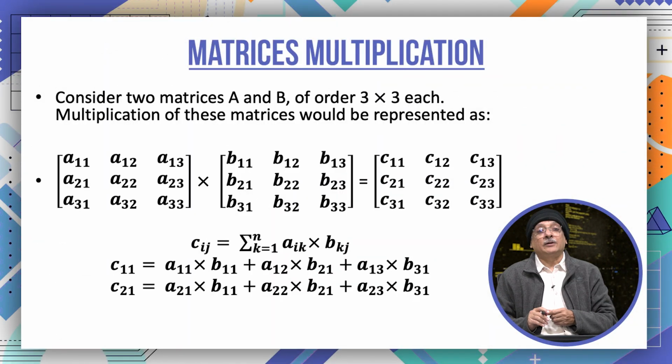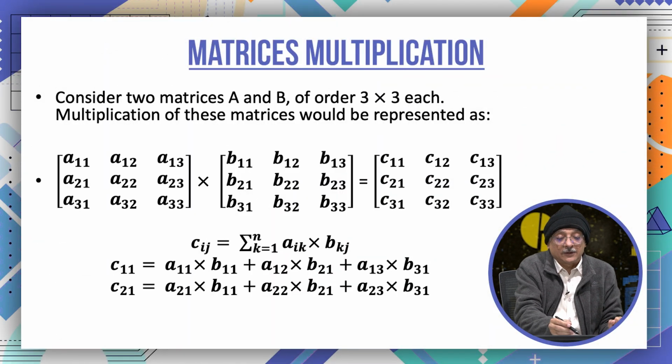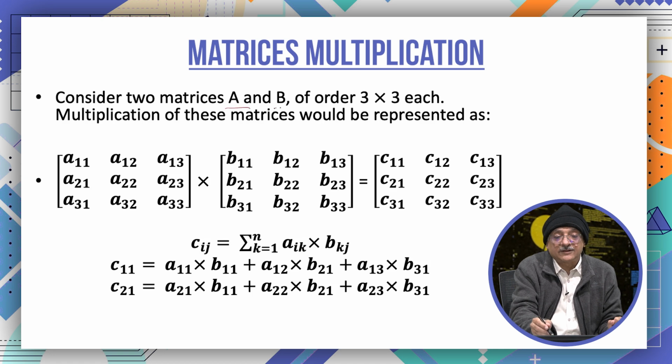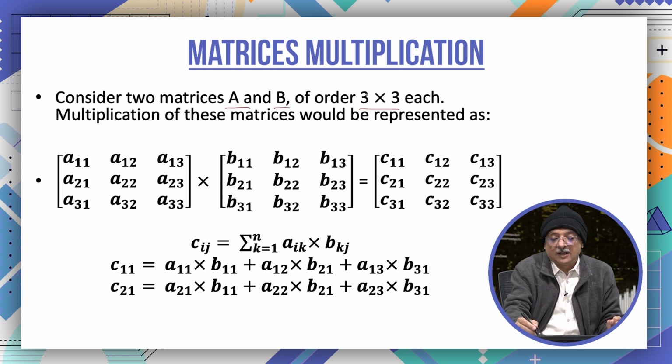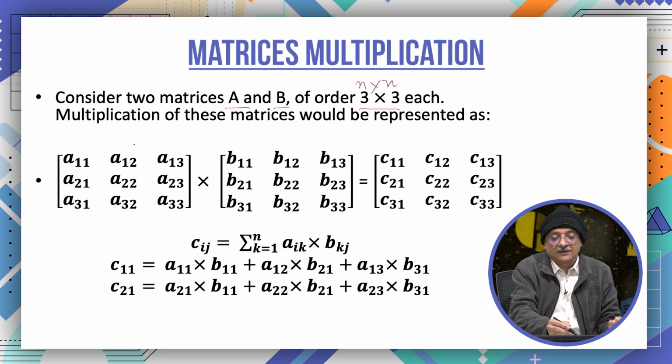Okay, now let's look into the matrix multiplication. So, if we have two matrices A and B and we are assuming square matrices, that means they are n cross n matrices, so both the dimensions of the matrix are the same.